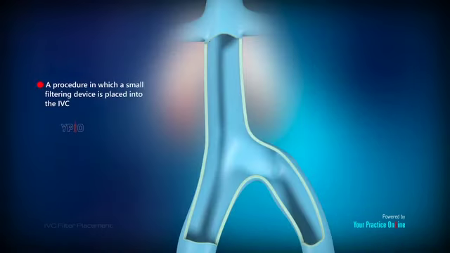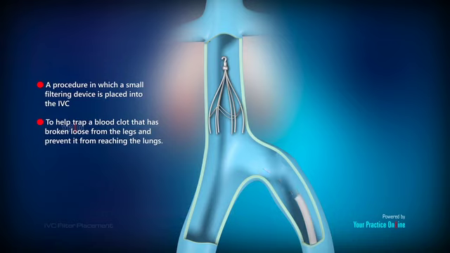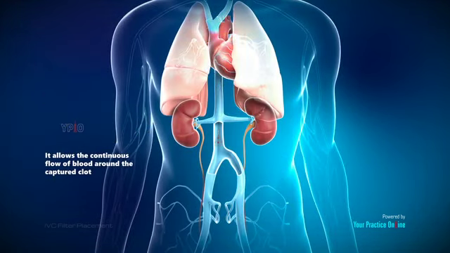IVC filter placement is a procedure in which a small filtering device is placed into the IVC to help trap a blood clot that has broken loose from the legs to prevent it from reaching the lungs. In this way, IVC filters help reduce the risk of pulmonary embolism. They allow the continuous flow of blood around the captured clot.